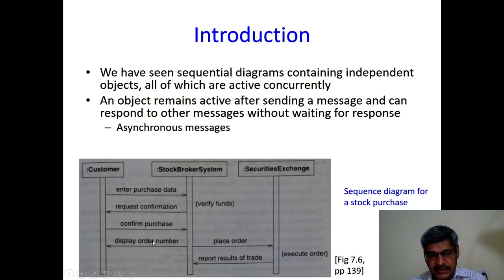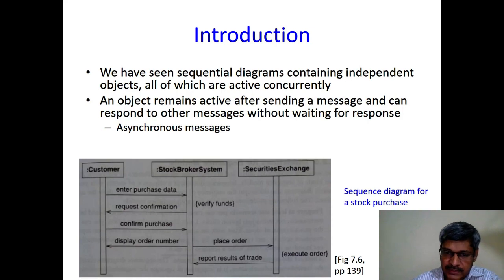The interesting thing here is that all three objects are active all the time. That's why the activation is shown from the beginning till the end of the time in the sequence diagram. An object remains active after sending a message and can respond to other messages without waiting for the response. So all these messages are asynchronous messages. You are not waiting for the response to come back. The activation is shown across the full timeline, and the object remains active all the time.